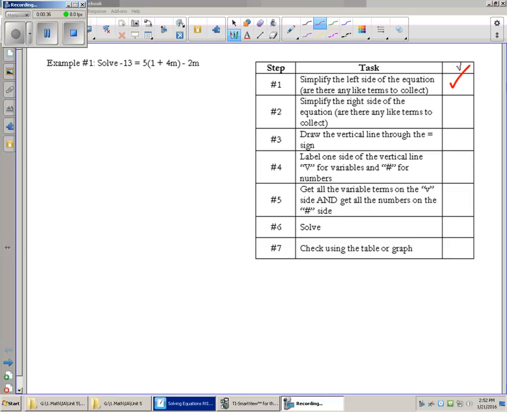So right now, we have on the right side 5 times 1 plus 4m minus 2m. So I've got some simplifying I can do. So the first thing I want to do is distribute the 5, which gives me 5 plus 20m minus 2m. I'm going to go ahead and bring down what was on the left that we didn't simplify. So now, again, see if there's anything else that we can simplify.